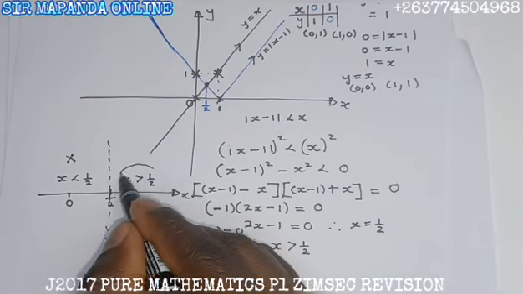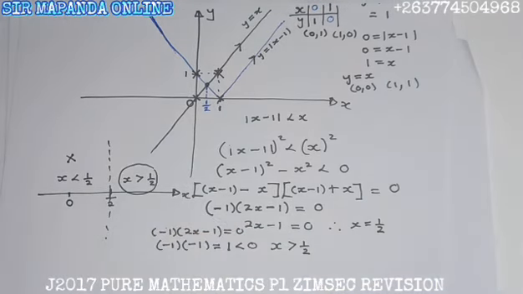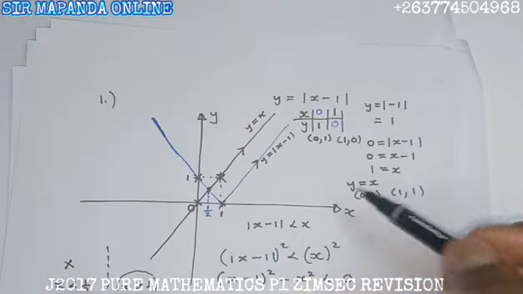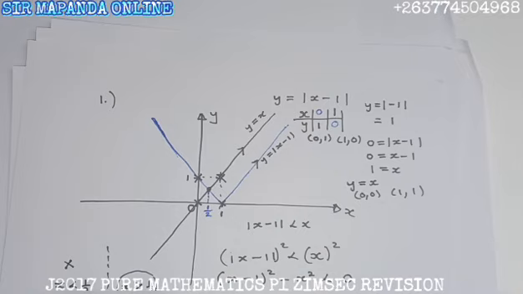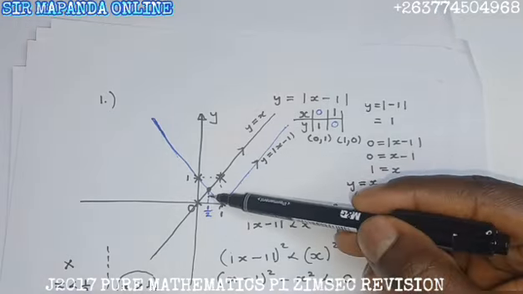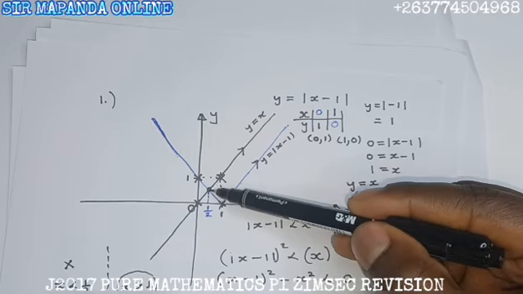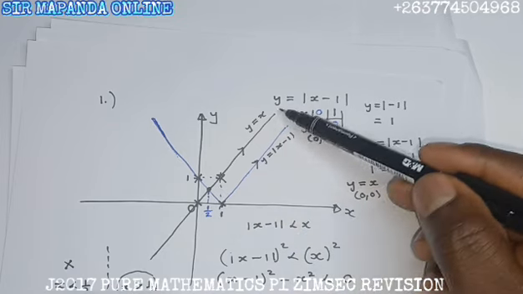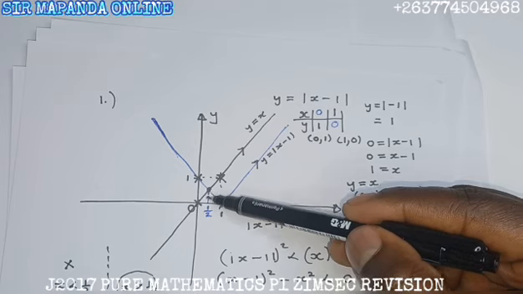The correct answer becomes x is greater than half. So this is the otherwise part, and observing the graph is the hence. I hope you are following. From the graph, you can clearly notice that the blue modulus is below the black line for x greater than half.